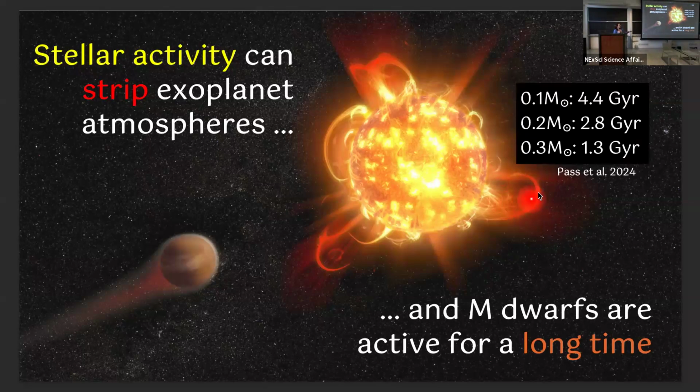Putting some numbers on it, if we have a mid M dwarf, it remains in the saturated phase of its X-ray and UV activity for a little over 1 billion years. But it's really mass dependent, so that by the time we get down to a 0.1 solar mass M dwarf, it spends over 4 billion years in that phase. So it might be that these poor planets orbiting those stars are bombarded by this high energy environment for such a long time that it's just hopeless for them to retain their atmospheres.